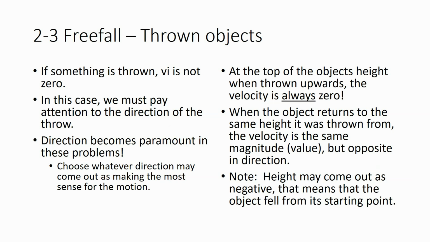An important thing to remember is that at the top of an object's arc, when it's thrown up into the air and at its maximum height, its velocity always drops to 0. That's the point where it goes from moving upwards to moving downwards, going from positive to negative or negative to positive, depending on our directional scheme.